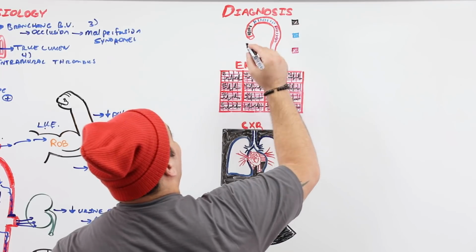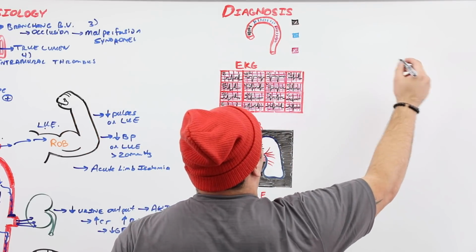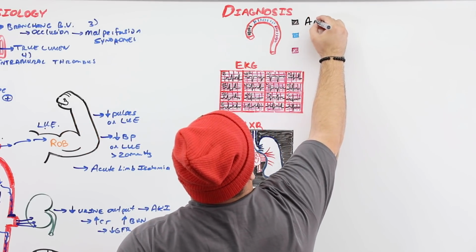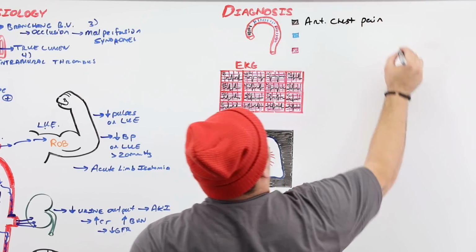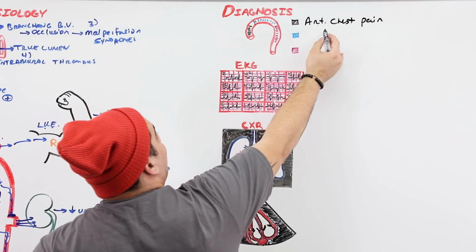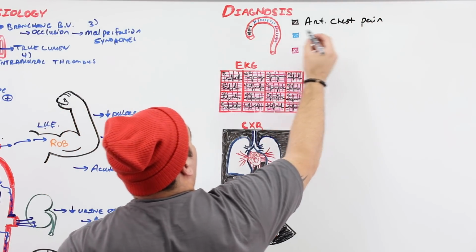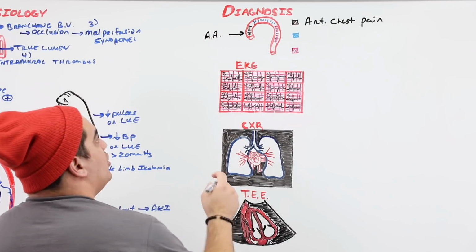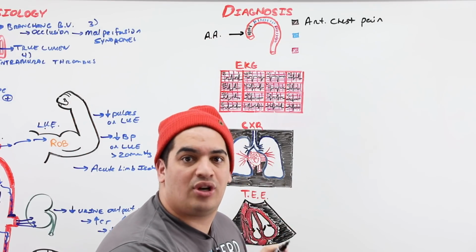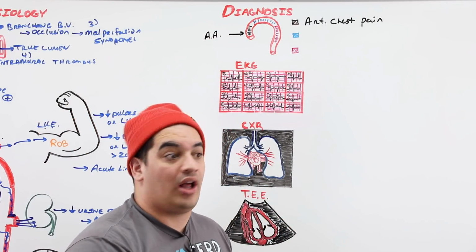So if they present with a tearing, ripping pain that's like an anterior chest pain, this is what I want you guys to associate that with. Anterior tearing, ripping chest pain usually is associated with the ascending aorta. So there is some type of dissection involving the ascending aorta.